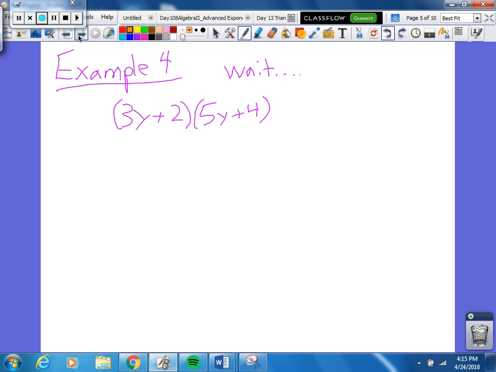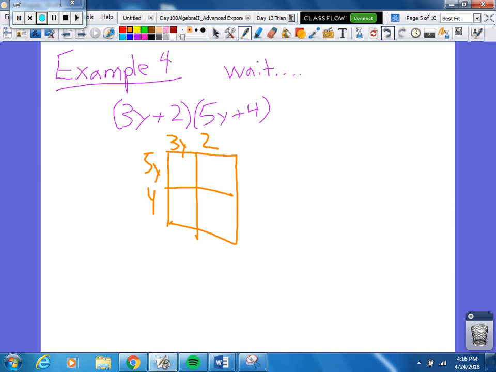Alright, great. Now let's try example 4. Write this down: 3y plus 2 times 5y plus 4. What am I going to do? Well, there's no subtraction here, so that means multiply. I'm going to multiply these two. How do I multiply two binomials? Oh yeah, box method. There you go. See if you can do it. Ready, set, pause the video, go. Do it on your own.